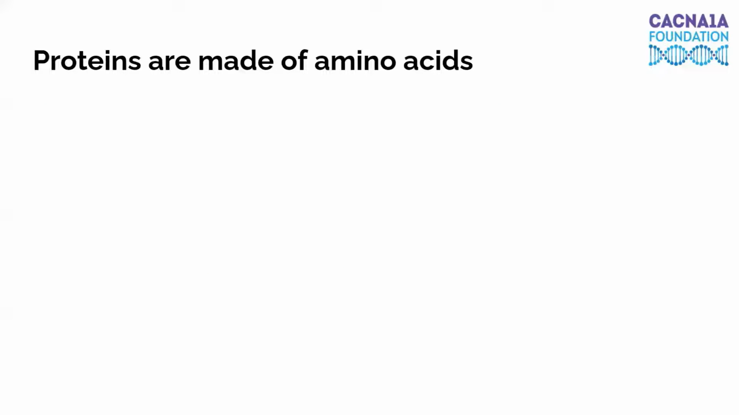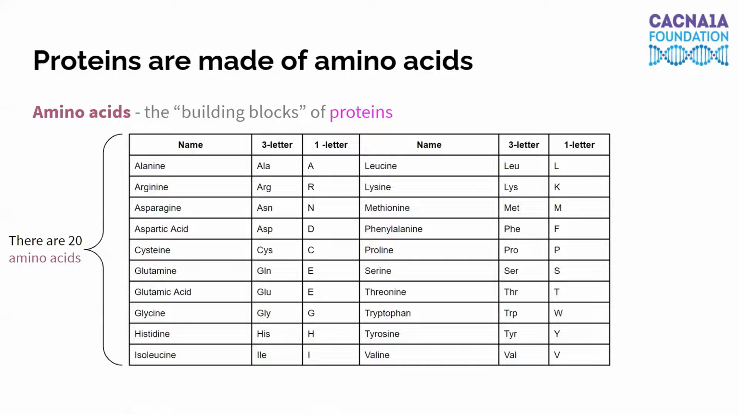So what are amino acids? Well, these are small molecules that are the building blocks of proteins. We have 20 amino acids inside of our cells. Each one of them has a name, a 3-letter abbreviation, and a 1-letter abbreviation. For example, we have alanine here, and its 3-letter abbreviation is ALA, and its 1-letter abbreviation is A. Your genetic test report will most likely use either a 3-letter abbreviation or a 1-letter abbreviation.